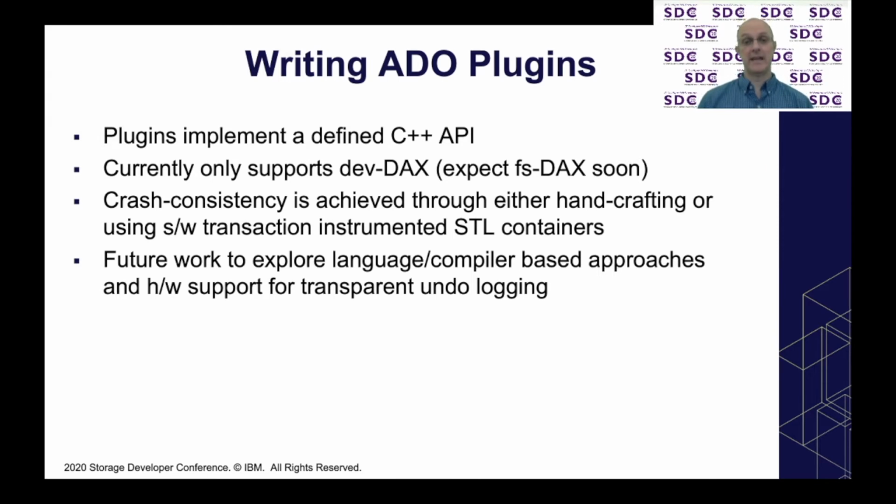Crash consistency today is achieved by handcrafting or using software transactions in the form of instrumented STL containers. We've taken the EA Games STL implementation and instrumented it so that you can use it and have transparent undo logging, which is available at the method level interface. We also hope to explore future work in the areas of language compiler-based approaches and hardware support for transparent undo logging.